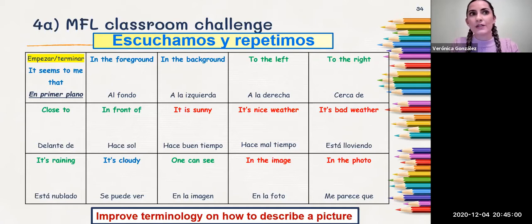You will give each student a card, so you can use it as a starter or as a plenary, and it will always display this on the board. The color means different colors, I use it for differentiation. And in this task in particular, the target was to improve terminology on how to describe a picture, which is obviously a very key component for the GCSE examination.